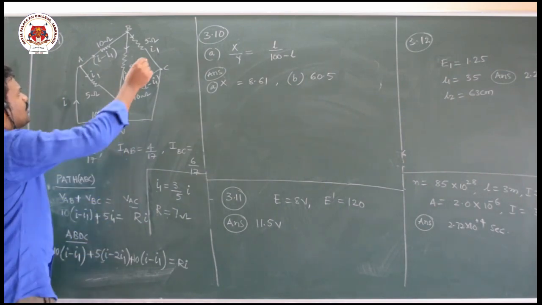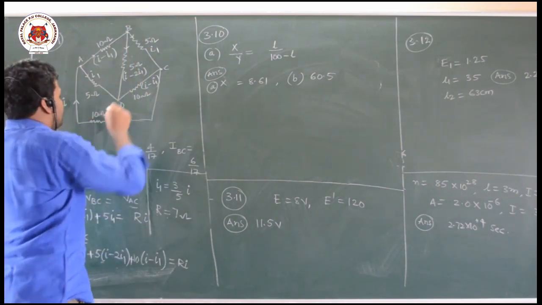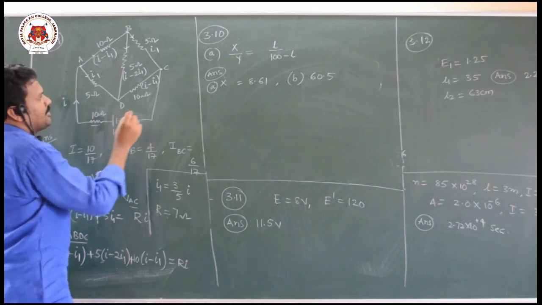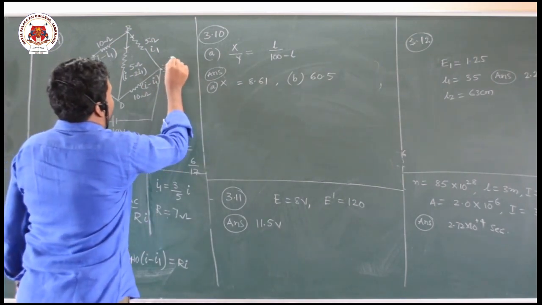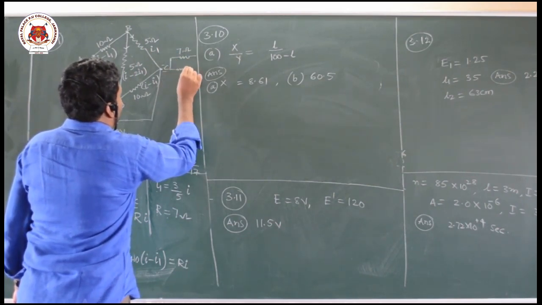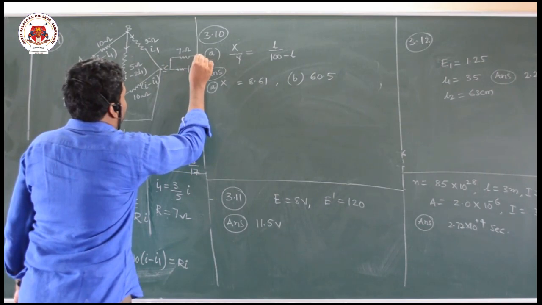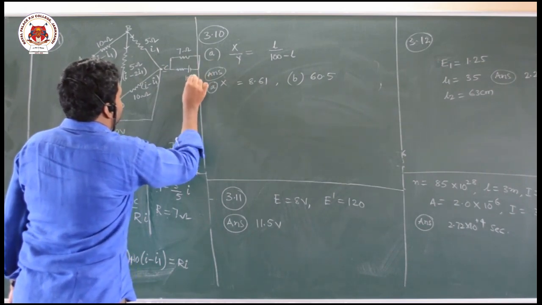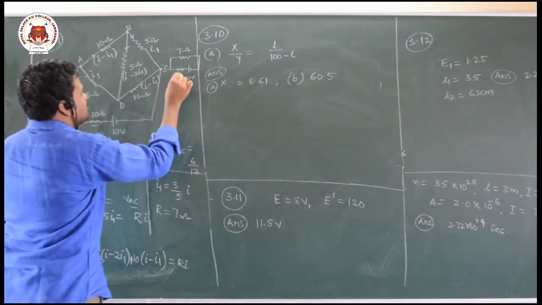Now this total resistance is 7 and this resistance is 10. This circuit becomes very simple here: 7 and 10 will be in series attached to only one cell of potential difference 10 volts. This is 7 and this is 10.